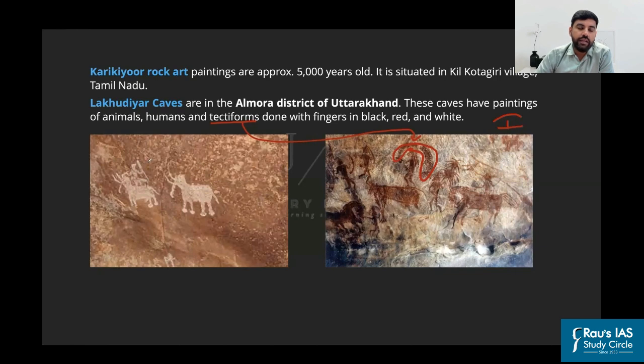Here you find man, elephant, man riding elephant, right? And here you have single elephant. It shows what? Shows what? Domestication, guys. Every painting shows something. It is a domestication.